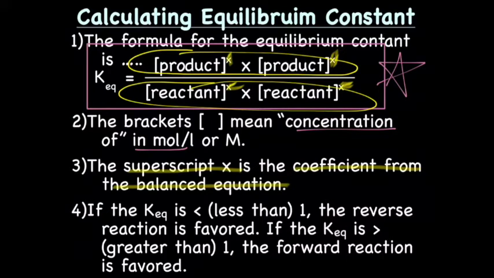Okay, so point 4 now. If KEQ is less than 1, the reverse reaction is favored. And if you look, less than 1, reverse reaction. If the KEQ is greater than 1, the forward reaction is favored. Same thing, greater than, forward reaction.